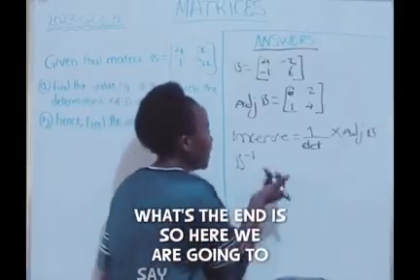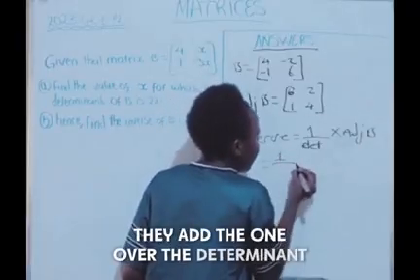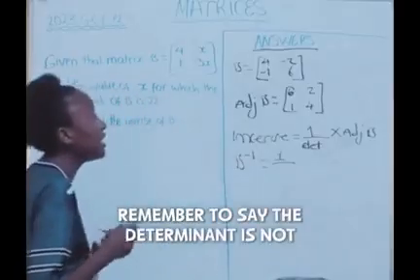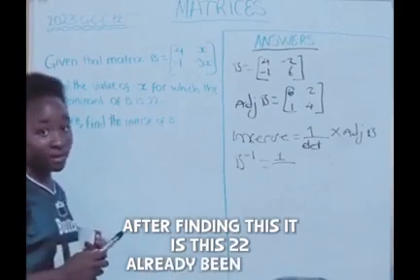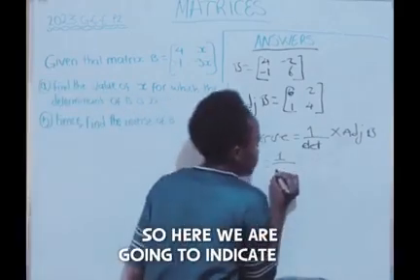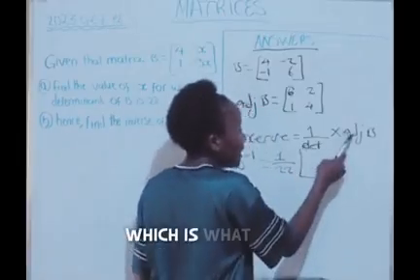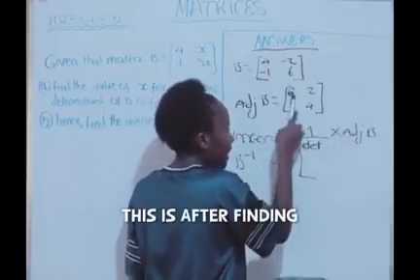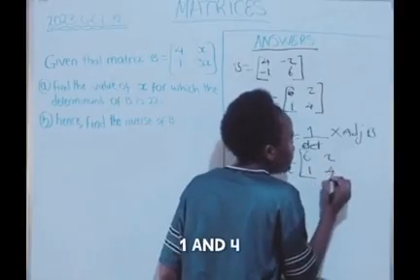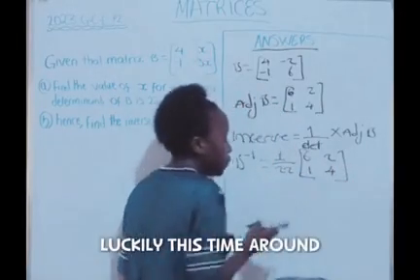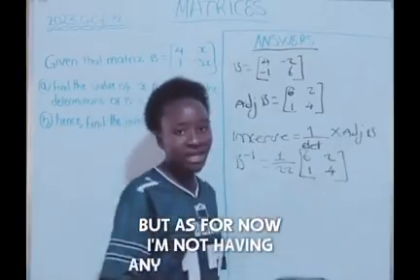So here we're going to say it is equal to 1 over the determinant. Remember the determinant is not the negative 2 that we got after finding this. It is this 22 already given. So here we indicate 22, and we multiply it with what will be in the bracket, which is the adjoint, where we have 6, 2, 1, and 4. Luckily this time around, where most of you make mistakes is when you're given negatives, but as for now, you're not having any negatives.